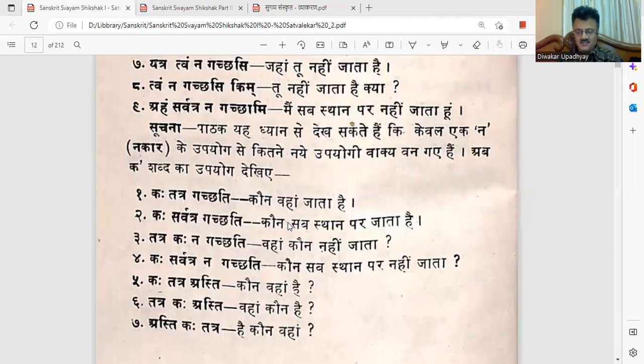Kah tatra gacchati. Gacchati kah tatra. Gacchati tatra kah. Kah gacchati tatra. Tatra kah gacchati. Kah sarvatra gacchati. Who goes everywhere?